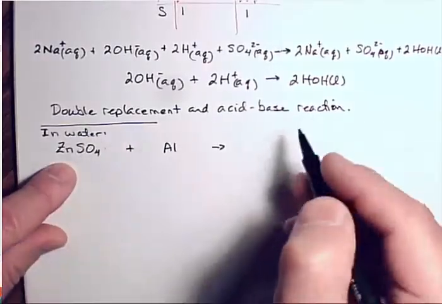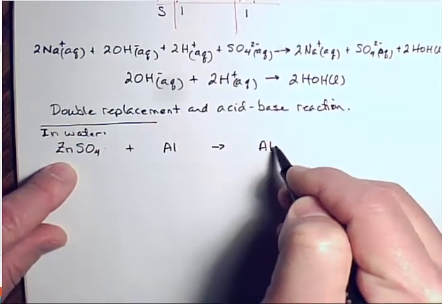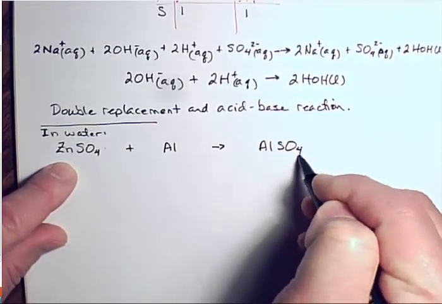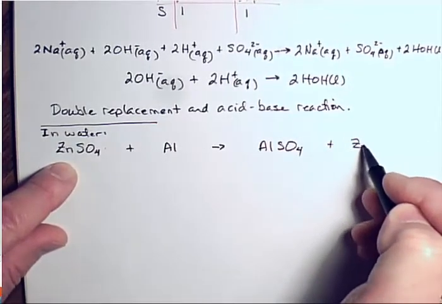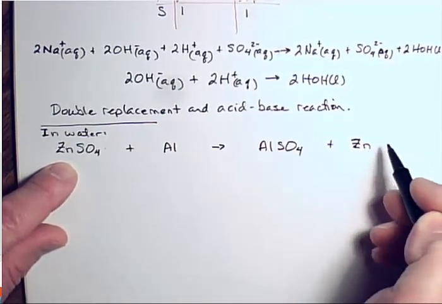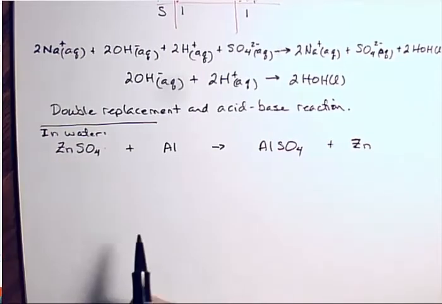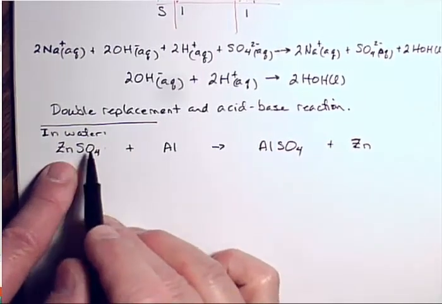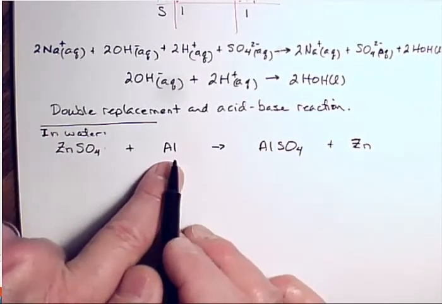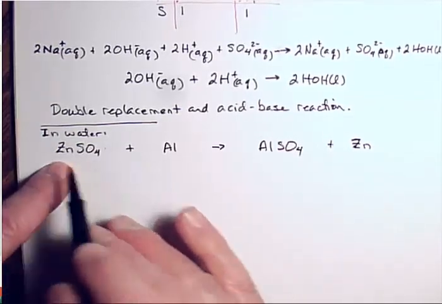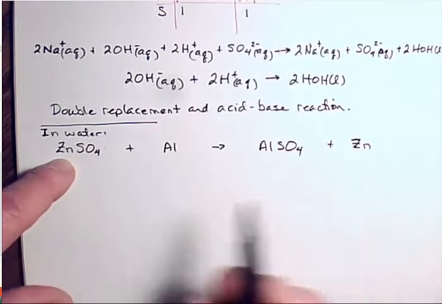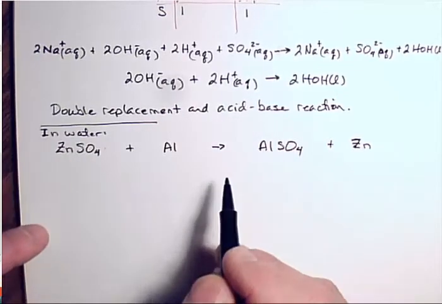So aluminum is going to kick out zinc, and it's going to join up with the sulfate. And then that's going to get zinc over here by itself. I've often talked about this as being like a couple going to the dance, and this is some guy going to the dance by himself, and he basically gets rid of the male date there and goes home with the girl. So that's one way to think about it.